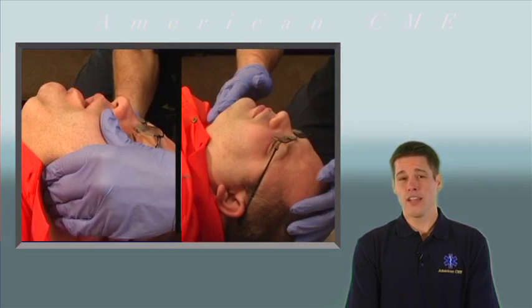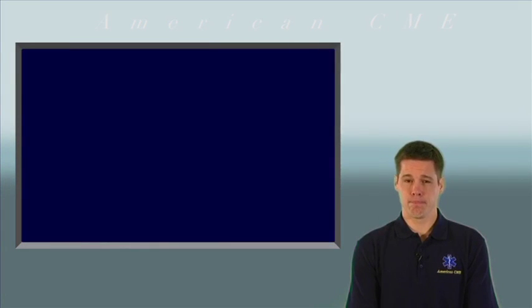When done correctly, the head tilt chin lift and jaw thrusts have the added benefit of reducing the amount of resistance within the upper airway, thereby increasing the effectiveness of spontaneous or assisted ventilations with a BVM.